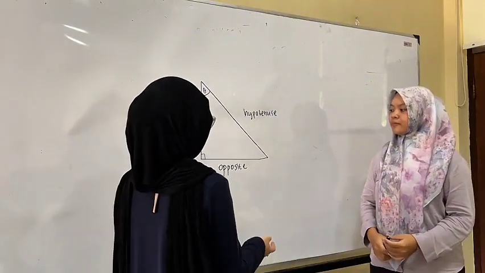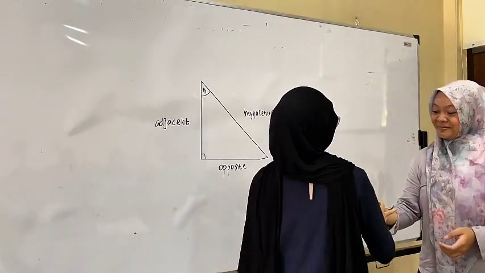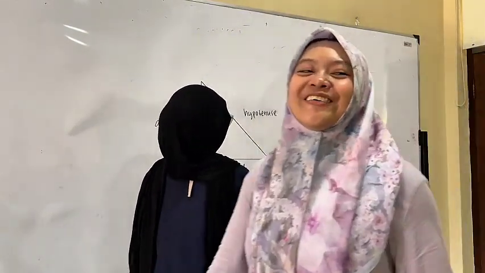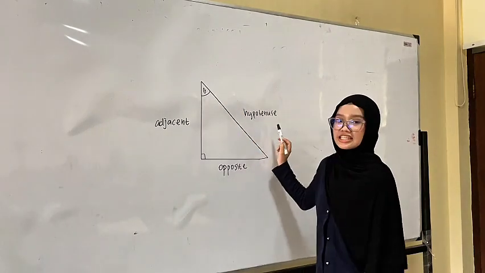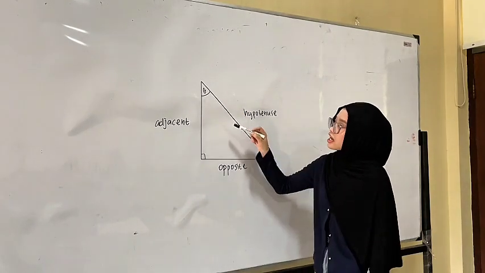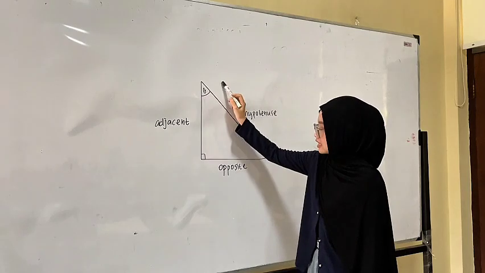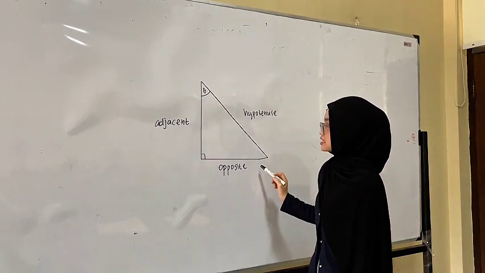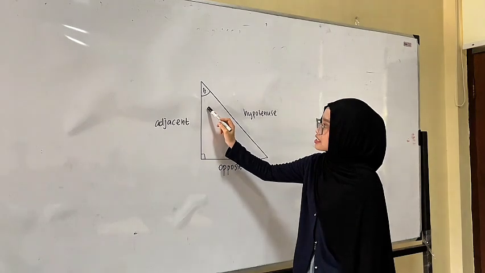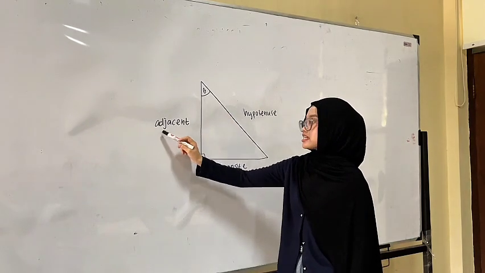Okay, the long side is the hypotenuse, and now look at the theta. The side in front of it is opposite, and the side next to it is adjacent.